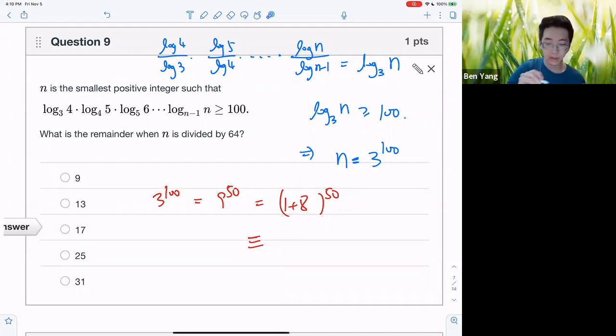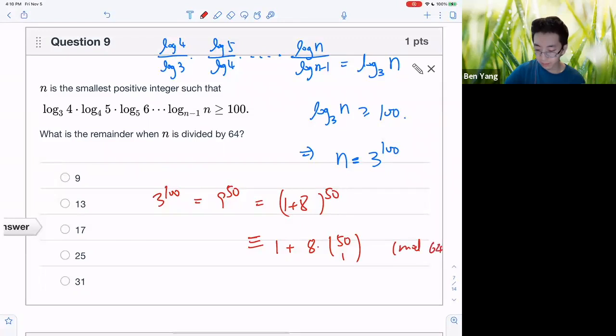So the only two terms that matter here are the first term, 1, and also 8 times 50 choose 1. All of the other terms, 8 to the power of 2, 8 to the power of 3, are irrelevant mod 64. So what is this? This is 401.